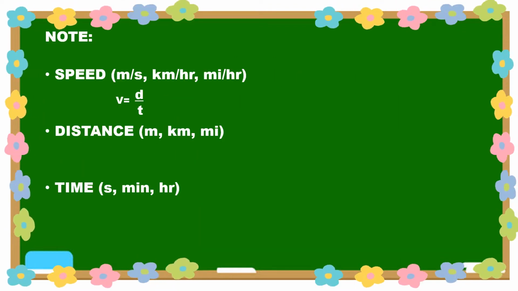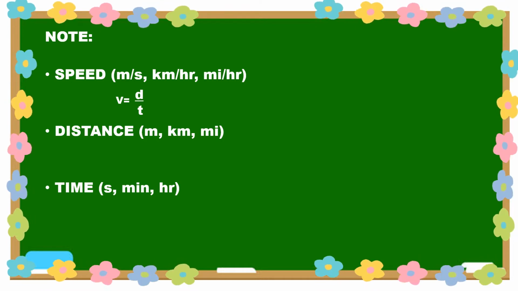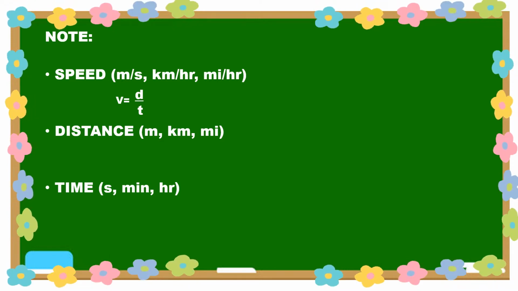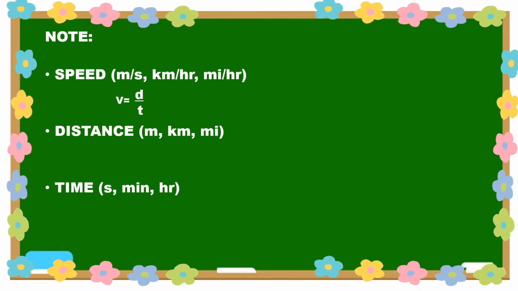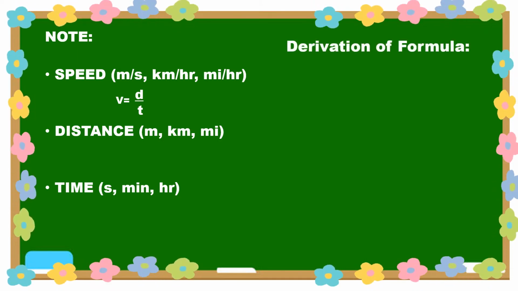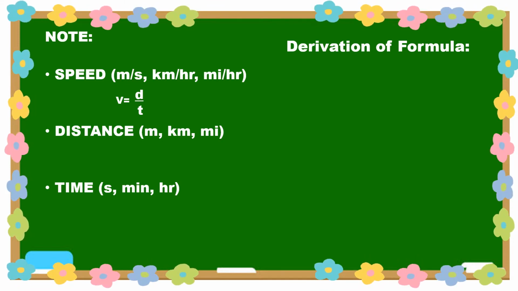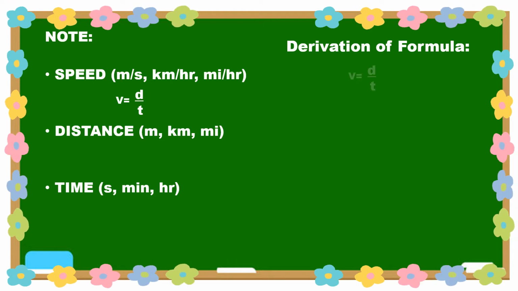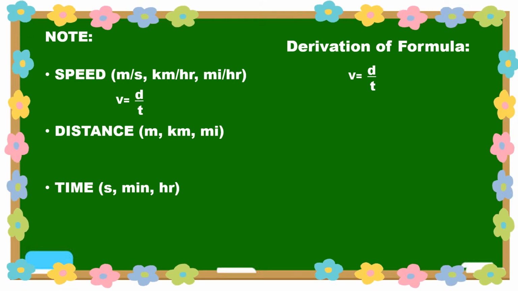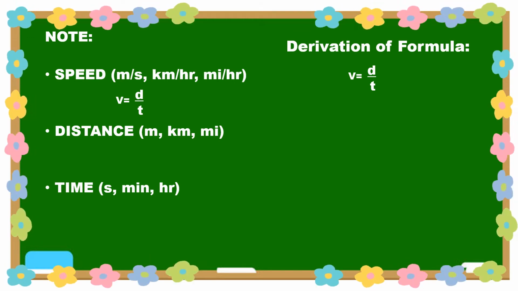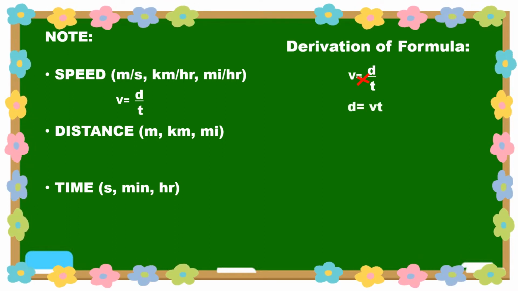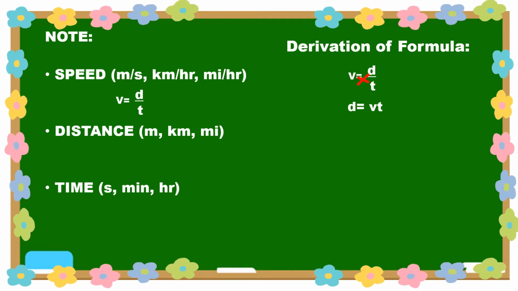Let us take note of the following. Again, the formula in getting the value of speed is distance divided by the time. Example units are meter per second, kilometer per hour, and miles per hour. Now, to get the value of distance and time, we're going to derive the formula. The first formula is the given formula: speed is equal to distance divided by time. To get the value of distance, we just cross-multiply, so distance is equal to speed times time.